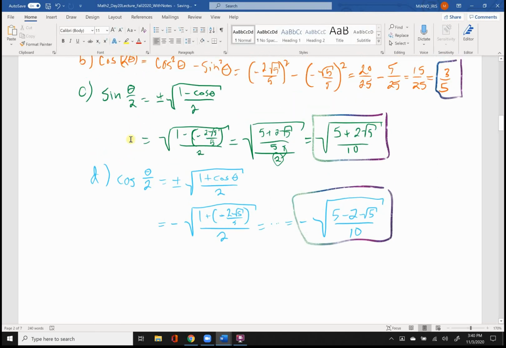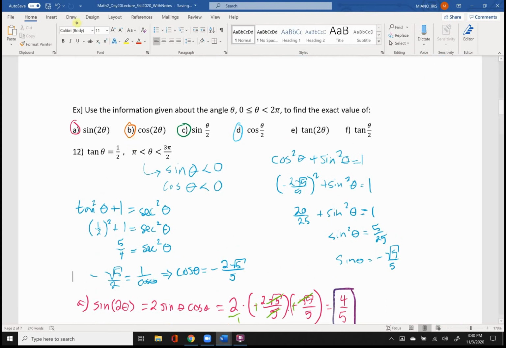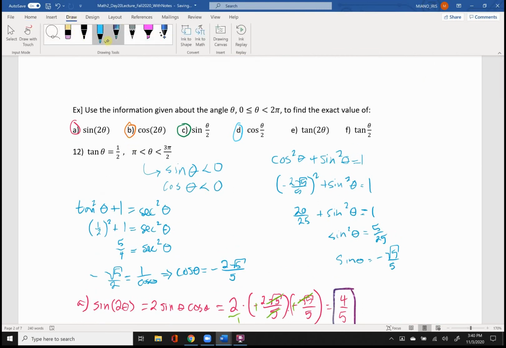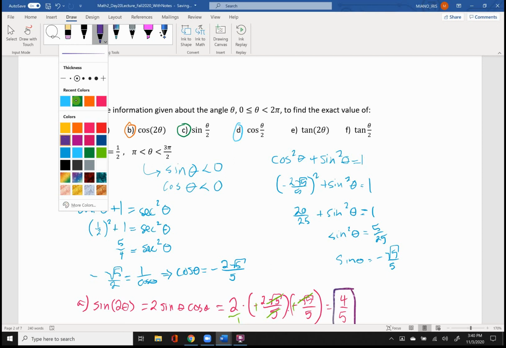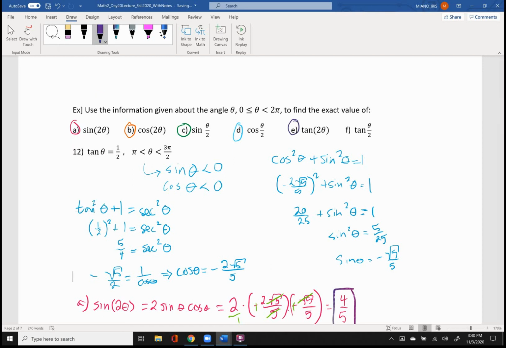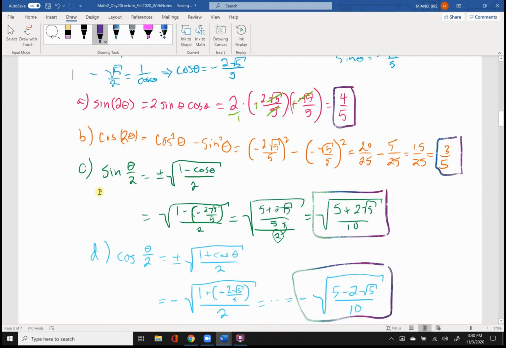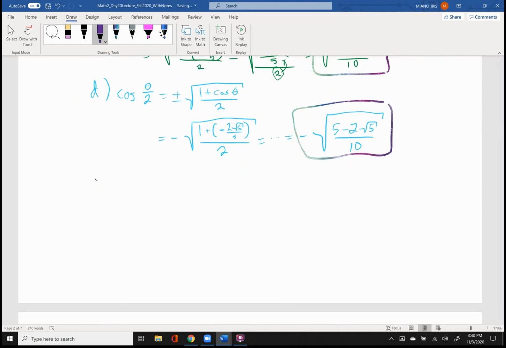So the second to the last item here is tangent of 2 theta. And what color would we like for that one? Let's go for the dark purple color. Why not? Cute. Tangent 2 theta, here we come. So E is tangent 2 theta, which is 2 tangent theta over 1 minus tangent squared theta.